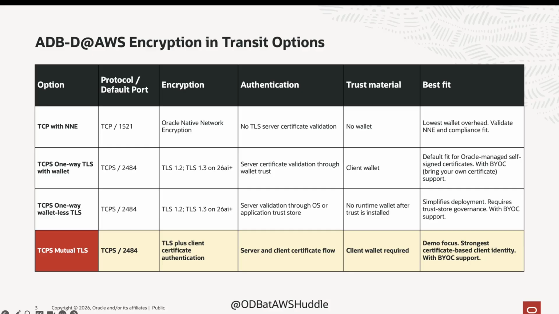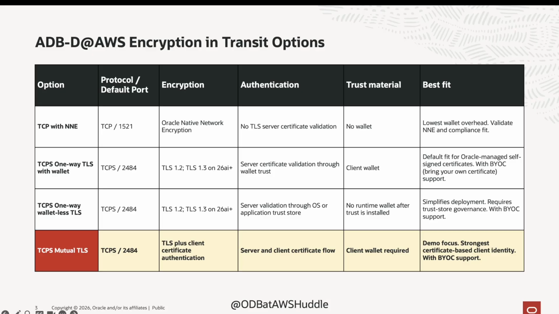And the fourth option is mutual TLS. This is the option we will focus on in the demo. Mutual TLS uses TLS encryption and also adds client certificate authentication. In other words, the client proves possession of wallet-based certificate material during the TLS handshake. That gives the strongest certificate-based client identity posture among these options. But it also means the client wallet must be distributed, protected, and rotated carefully.